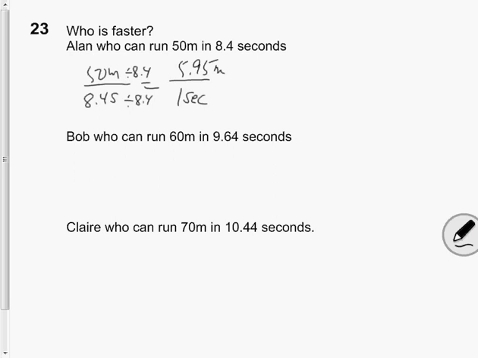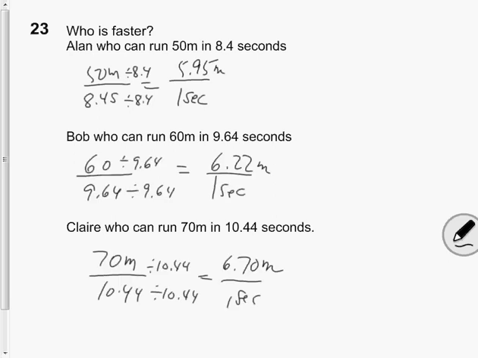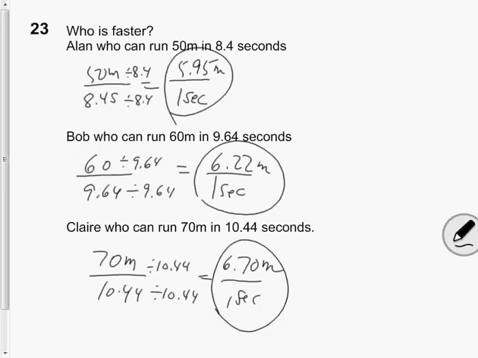And if I do the same process for the other two people, and once I have all the unit rates done, I have to ask myself, okay, he was able to go almost 6 meters in a second. He went just a little bit more than 6 meters in a second, and he was able to travel 6.7 meters in 1 second, which means Claire is the fastest of all the runners because she was able to cover the most distance in 1 second.